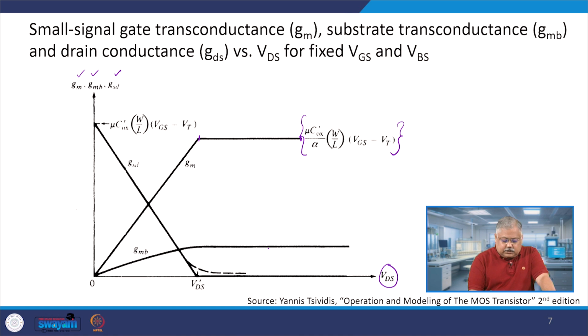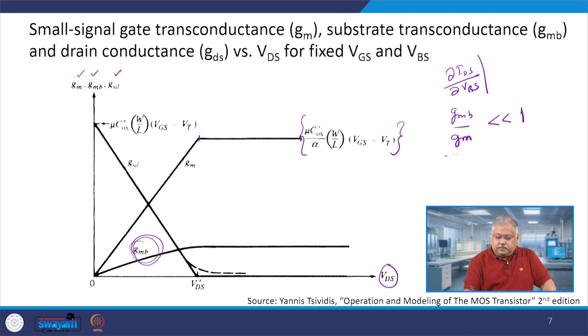Let us look at GMB. GMB is the substrate transconductance, which is del IDS by del VBS, and that gives you this variation here. It shows an increase with VDS and then again it becomes constant, exactly behaving like GM, but you see it is relatively much smaller as compared to GM, right, and therefore if you take this quantity GMB by GM, this should be actually much less than 1, which implies that my GM should be much larger as compared to my GMB, correct. So this is how my GMB varies with respect to VDS.